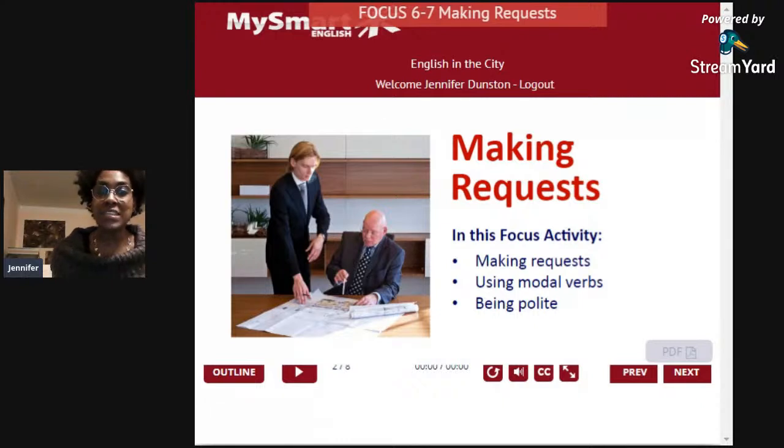Tonight's focus activity 6-7, we are making requests. And as I mentioned, we use modal verbs to make requests because it's a way of speaking that's more polite. Instead of telling somebody to do something or ordering someone to do something, there's a polite way of speaking.